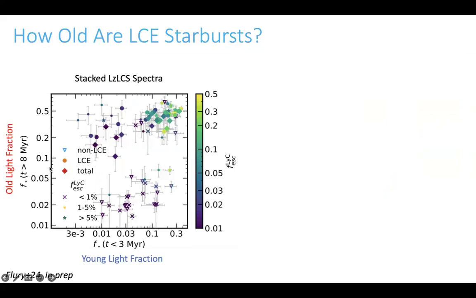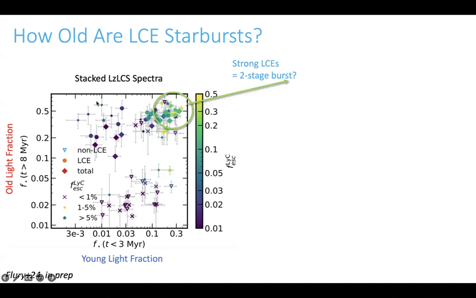And then here I'm showing the fraction of the light contributed by populations less than 3 million years of age, so pre-supernova populations, and the fraction that's contributed by older, more than 8 million year age populations, so post-supernova. And again, color coding by the Lyman continuum escape fraction. Our strongest leakers populate this corner here, where they both have a significant contribution from older populations and a high contribution from very, very young populations.